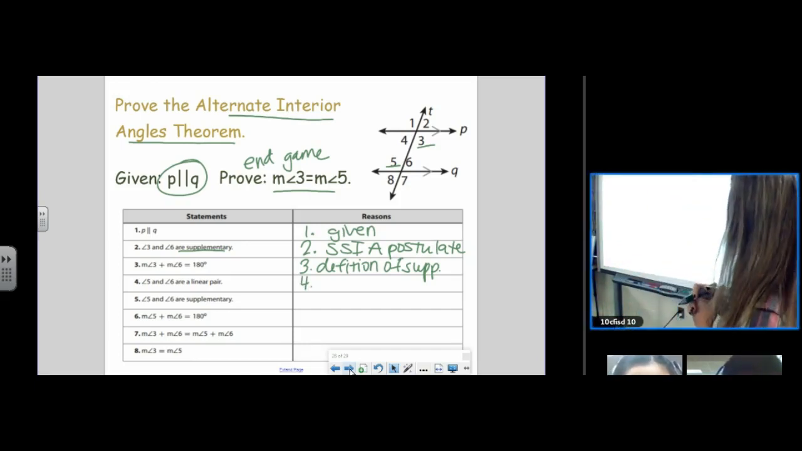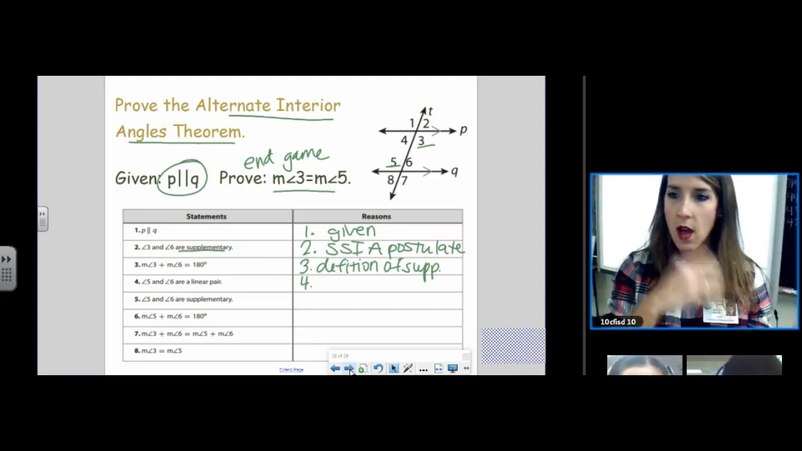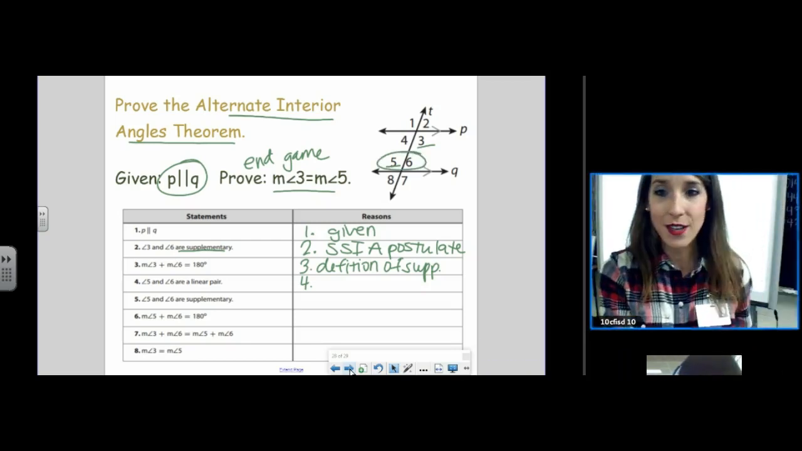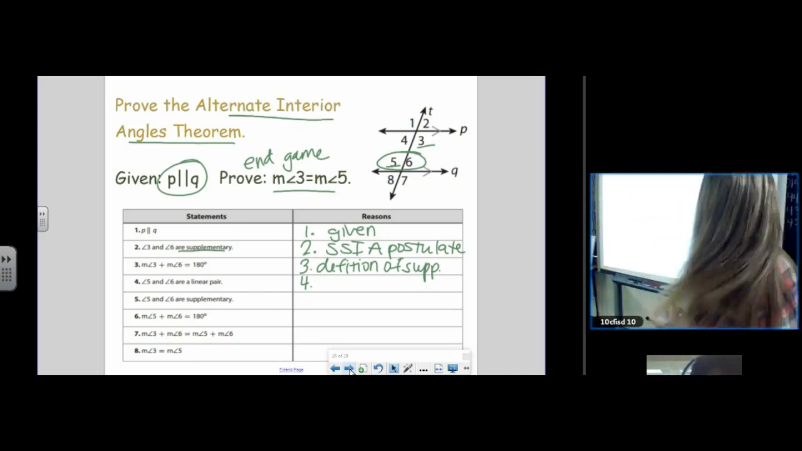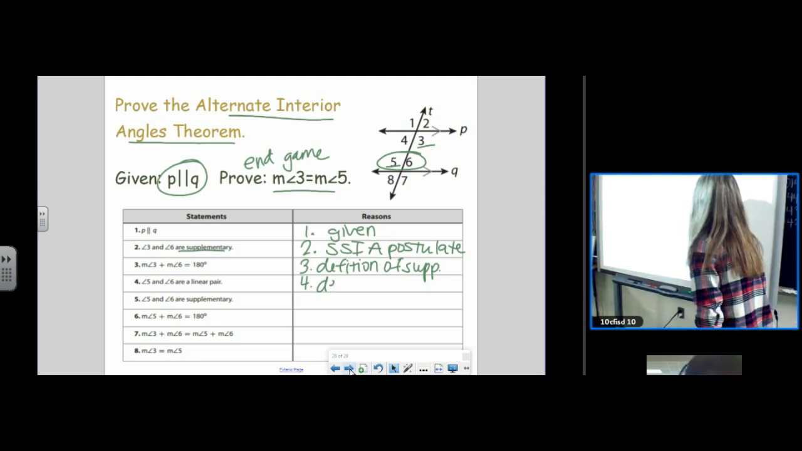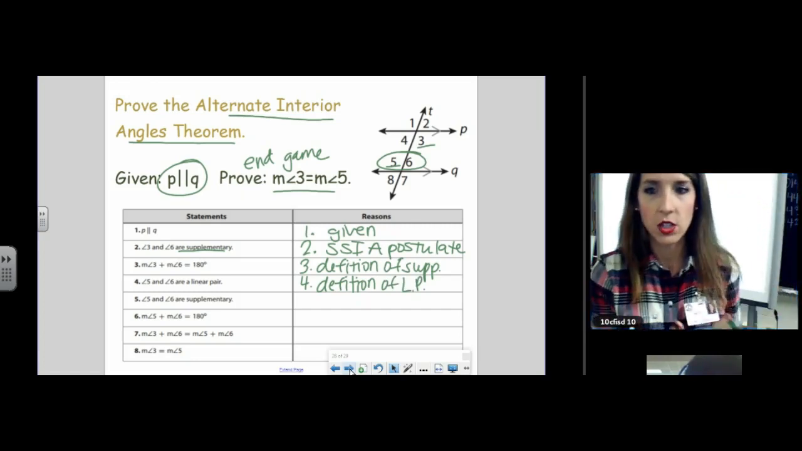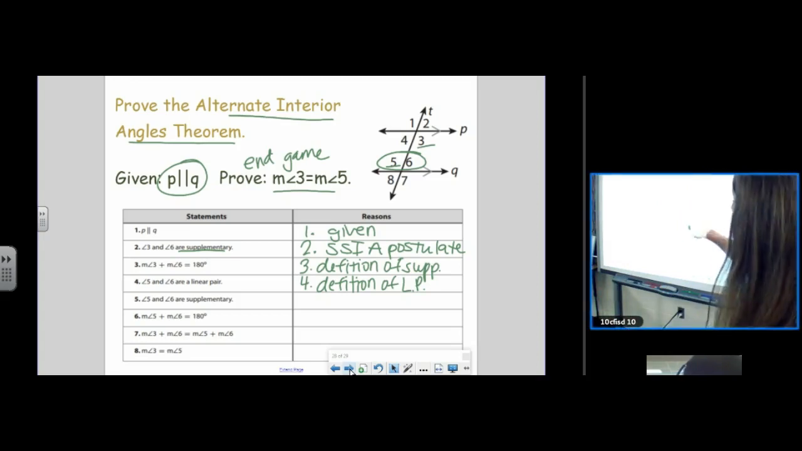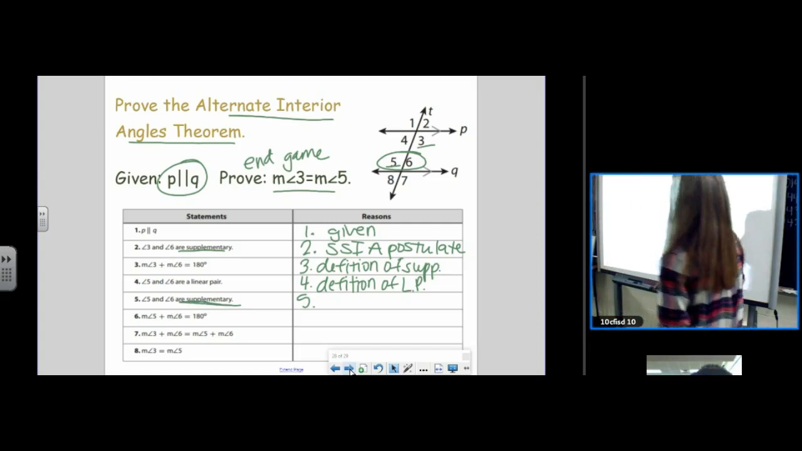5 and 6 are a linear pair. So now they're starting a new string of knowledge. They're moving on. They're saying, hey, if you give me this picture, I can tell you that 5 and 6 are a linear pair. Why are they a linear pair? Well, the definition of linear pair. They're two angles that are adjacent and supplementary.